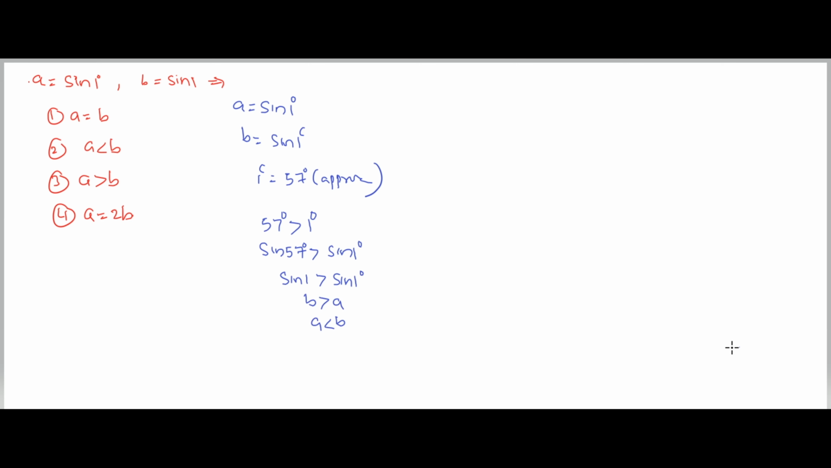Here the sin function is increasing in the first quadrant, that is Q1. That's why a is less than b.